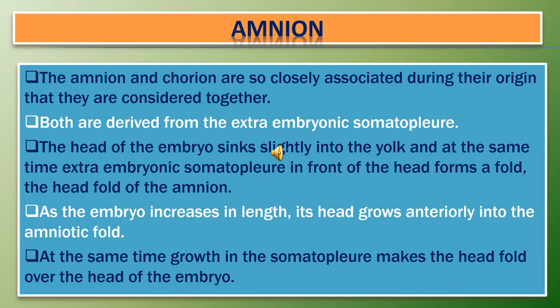Amnion. The amnion and chorion are so closely associated during their origin that they are considered together. Both are derived from the extra-embryonic somatopleure. The head of the embryo sinks slightly into the yolk, and at the same time, the extra-embryonic somatopleure in front of the head forms a fold, the head fold of the amnion. As the embryo increases in length, its head grows anteriorly into the amniotic fold. At the same time, growth in the somatopleure makes the fold over the head of the embryo.